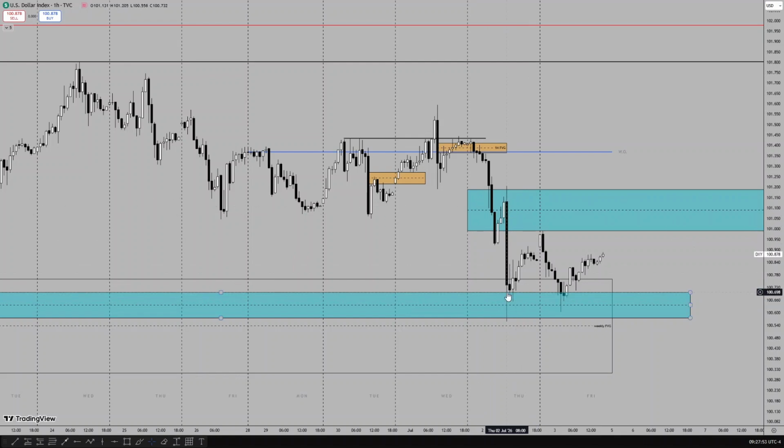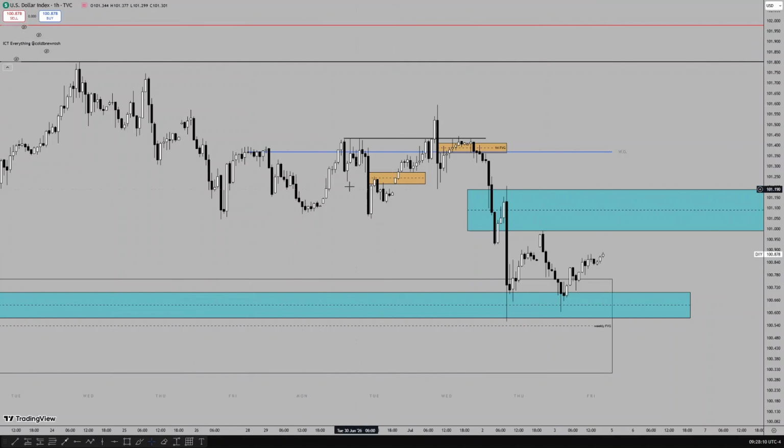So price traded to the daily fair value gap on Thursday. On Friday, I didn't actually trade, but you can see how price just stayed within the price range of Thursday and to the closing price on Friday. But looking at this price action, look at how every individual day played out.